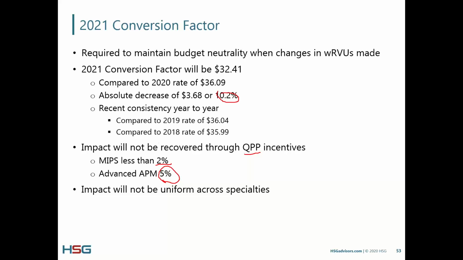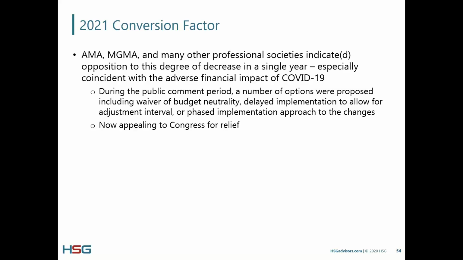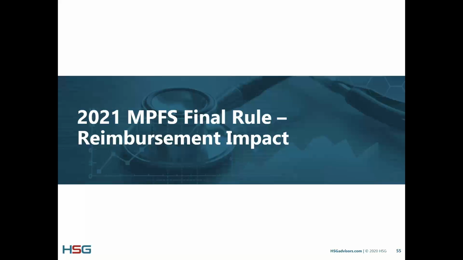And so what's the impact going to be? And the biggest thing to say is it will not be uniform across specialties. Just as the RVU increase was not uniform, the conversion factor impact will not be uniform across specialties either. And we'll look at the implications of that in just a second. But as we mentioned before, AMA, MGMA, and others are now lobbying Congress to look at options for relief. They didn't get any with the final rule, and so they're still hoping to get relief through Congress, and we'll see what happens.